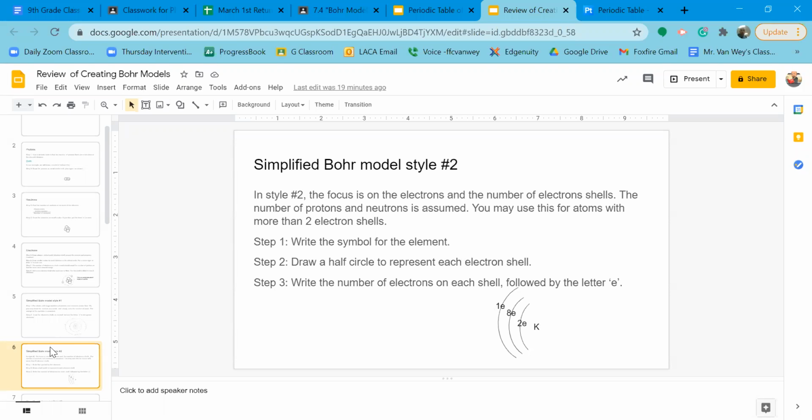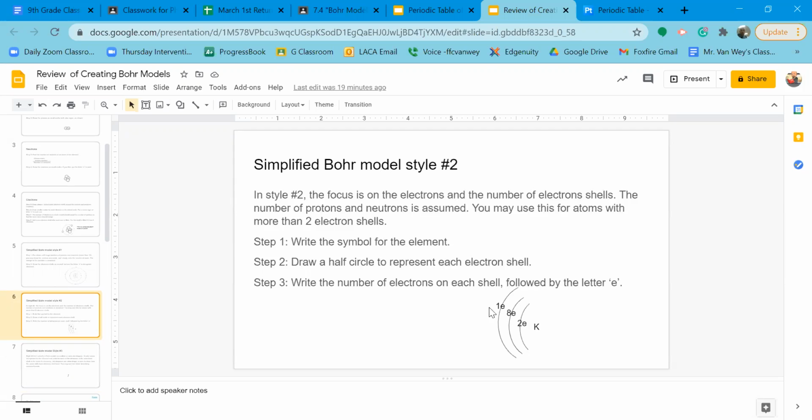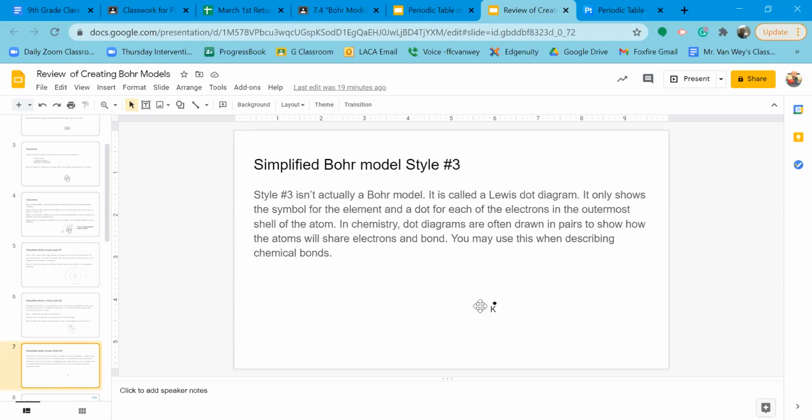There is a third style of drawing symbols for atoms. We might say it's a simplified Bohr model, but it's actually not a Bohr model. It's what's called a Lewis dot diagram. It just shows the potassium and the electron on the outer shell, this electron right here. These other shells are assumed. We assume these when we draw a dot diagram. We won't be using this in this unit, but I wanted you to have seen them. We'll use these when we start to talk about chemical bonds and how atoms like to share their electrons.